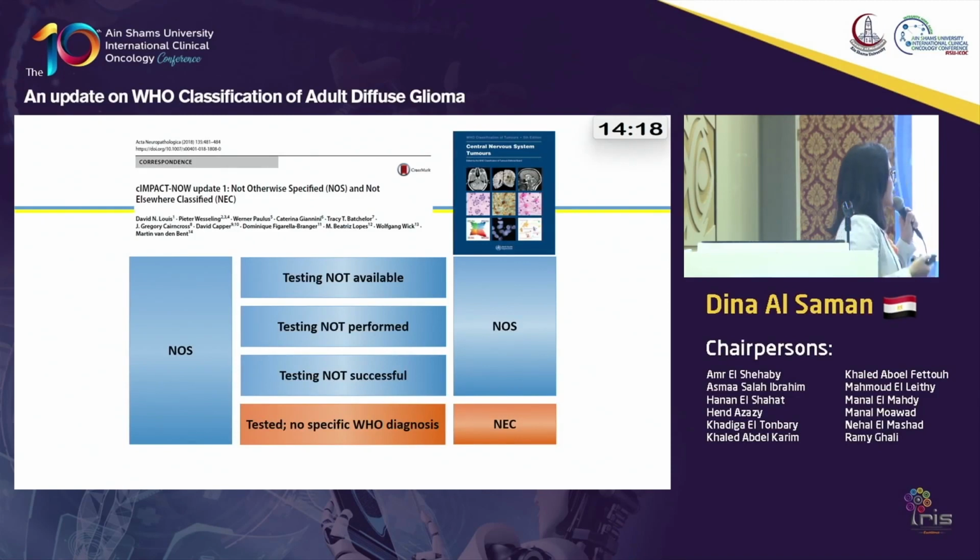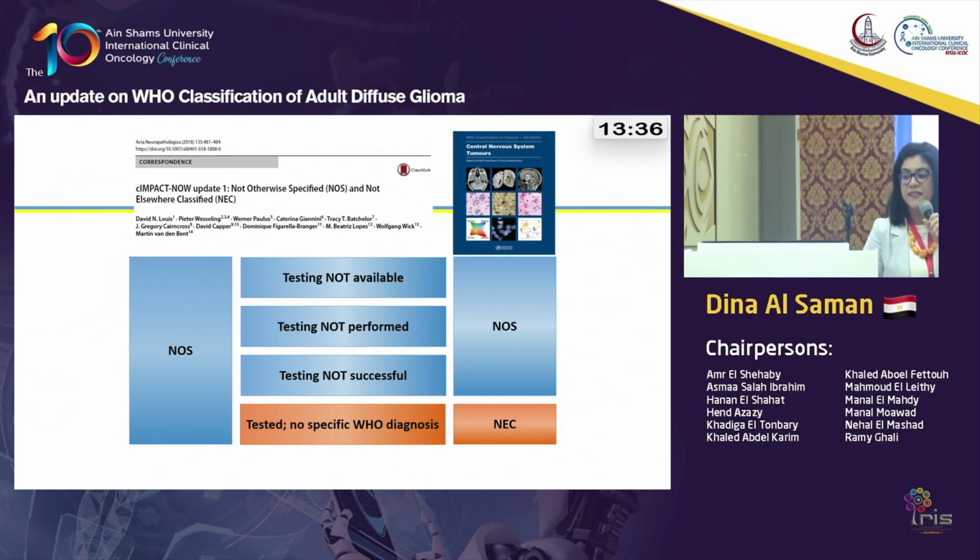Okay. Back again to the updates, the terms we are using nowadays in this classification. Again, we're describing what they call the NOS and the NEC. I will say NOS, or not otherwise specified, when I have a tumor diagnosis with non-available testing. For example, I have a glioblastoma. I'm supposed to do the IDH mutation status or testing. If I don't have the test, I will tell you it's a GBM NOS. If the test is not performed, I will tell you it's NOS. If the test is unsuccessful for any reason, I will tell you it's an NOS.